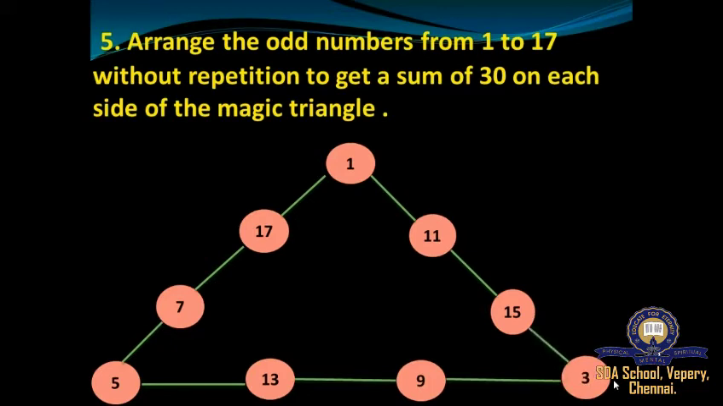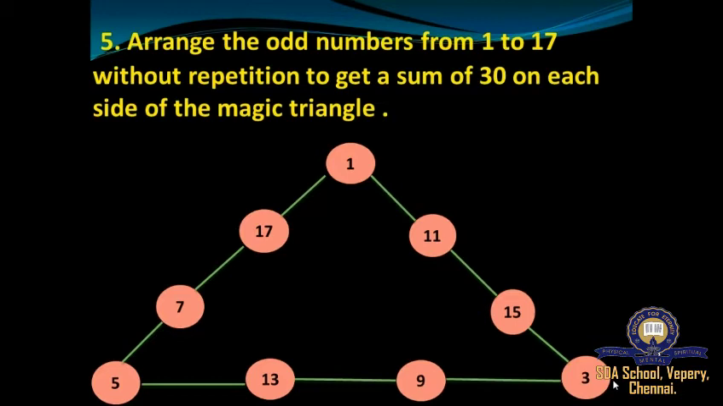Okay, and step 2 is I'm going to arrange another set of small numbers 7, 9 and 11 on each side. So I have arranged 7, 11 and 9 on each side. Okay, and step 3 is I'm going to arrange the remaining numbers 13, 15, 17 in order to get the total 30. Okay, so this is the arrangement of odd numbers from 1 to 17 in a magic triangle without repetition.